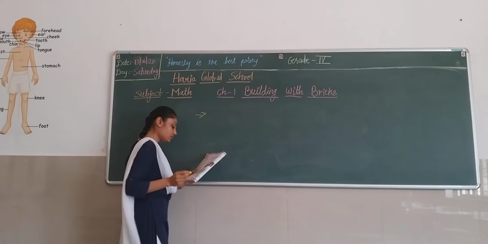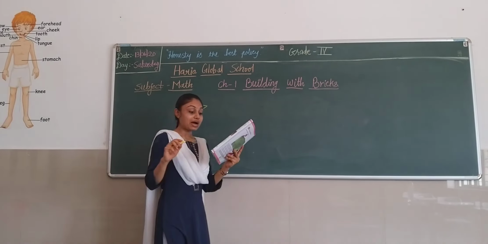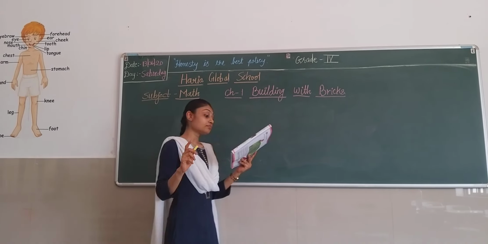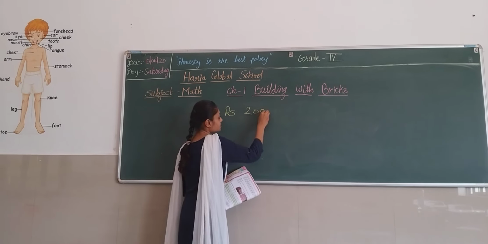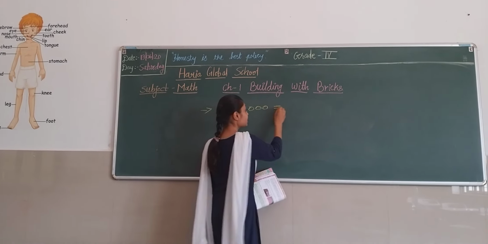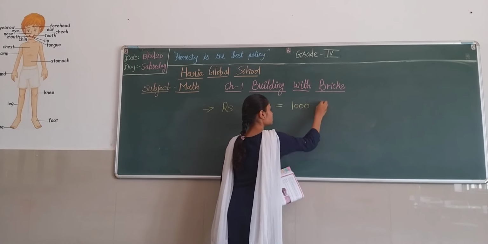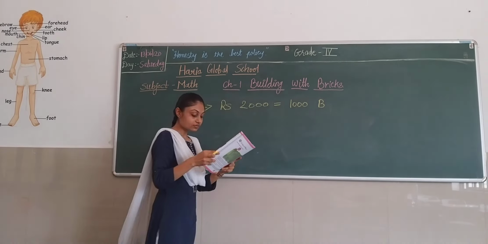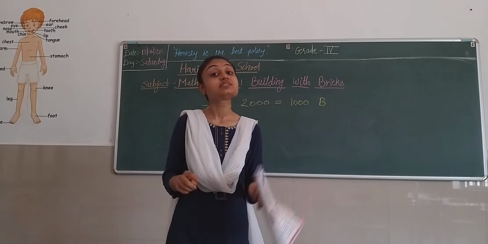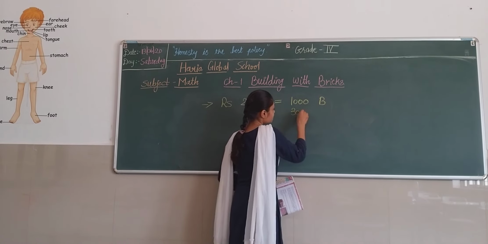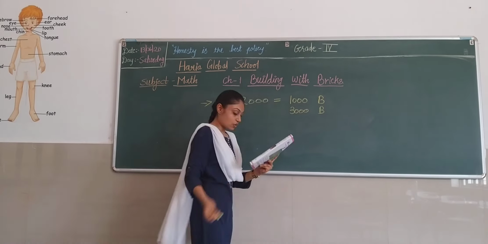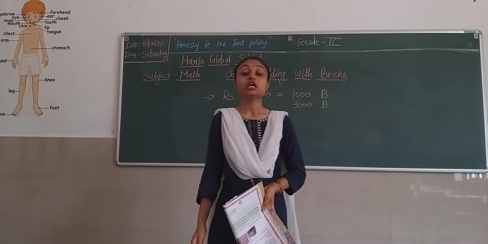The question is, Bhajan buys new bricks from Brickabad. Brickabad costs rupees 2000 for how many bricks? 1000 bricks. And how many bricks did he buy? He bought 3000 bricks. Now, how much did he pay?